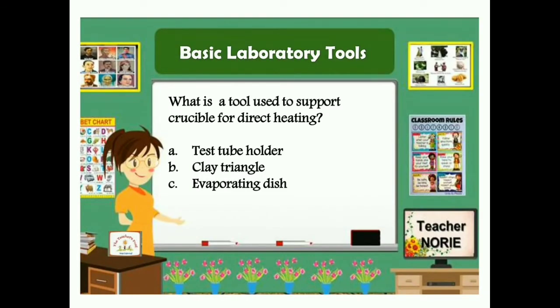What is a tool used to support crucible for direct heating? A. Test tube holder. B. Clay triangle. C. Evaporating dish.